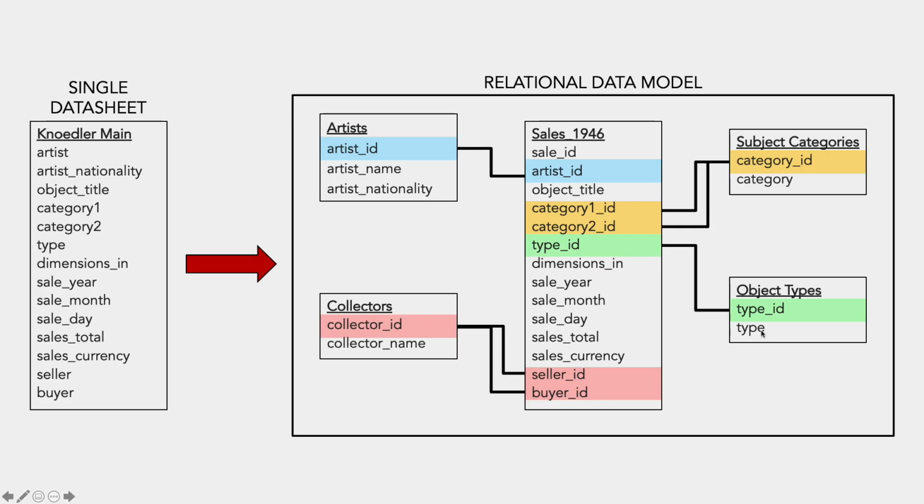So for the purposes of our sample data today, we're going to be taking our single data sheet, which we've called Knoedler main, and like I said, it contains these variables here all together. And what we're going to do is transform it into a series of 5 tables: artists, collectors, sales 1946, subject categories, and object types that can all be linked together by these different IDs or keys. And this is going to make the data a little bit more manageable if you want to create a larger database rather than just have one simple data set that's maybe easier to have when you're starting out with collecting your data.